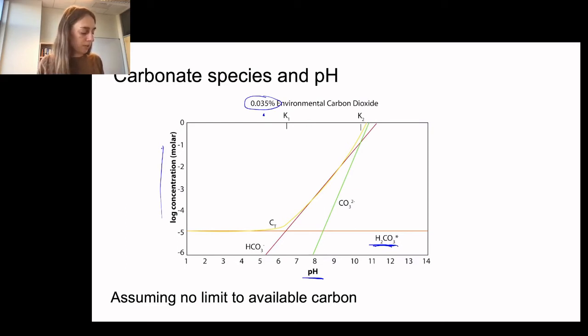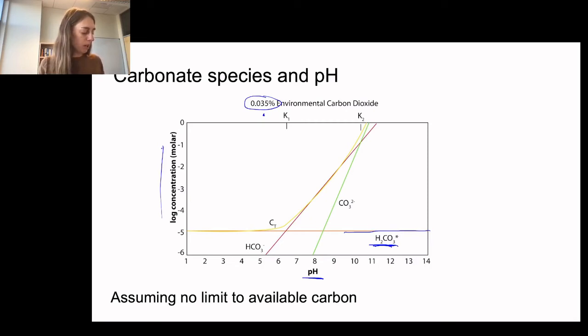So we have this fixed total amount no matter what the pH is, because if we pluck some carbonic acid and move it along our carbonate system, we're just going to pull more out of the atmosphere and move it into solution to compensate for that. So it's in equilibrium between the fluid and the atmosphere.